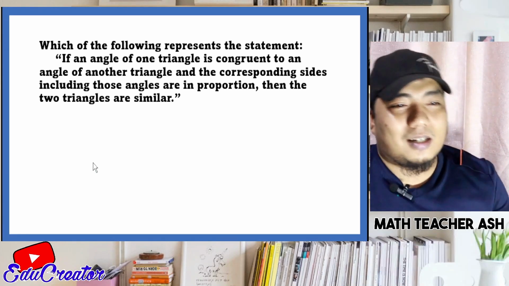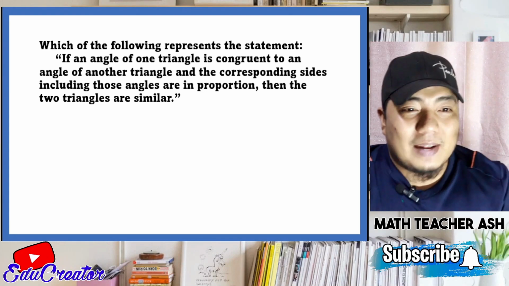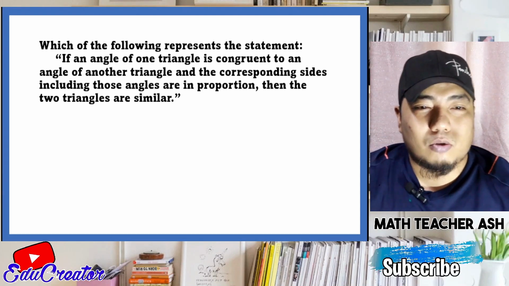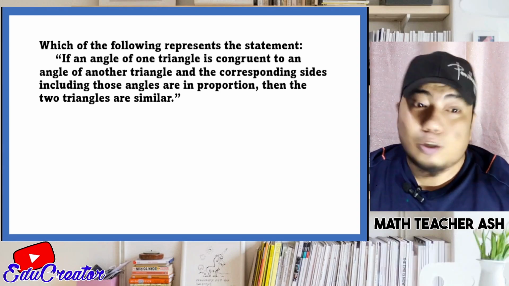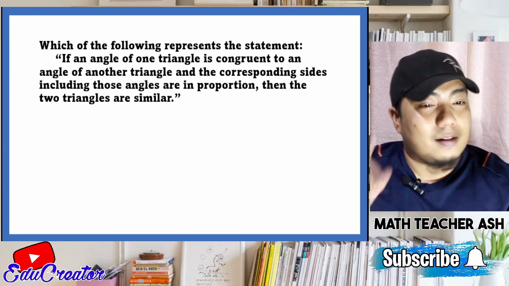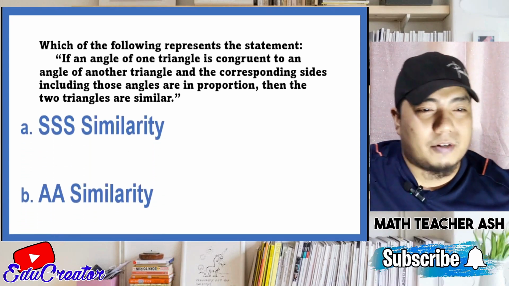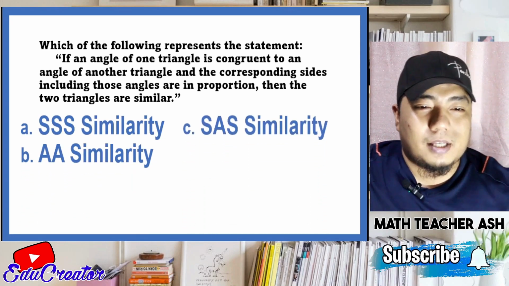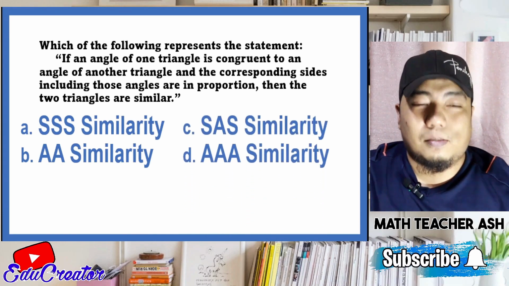Now let's go to the next question. Which of the following represents the statement? If an angle of one triangle is congruent to an angle of another triangle, and the corresponding sides including those angles are in proportion, then the two triangles are similar. Is it A, SSS similarity, B, AA similarity, C, SAS similarity, or letter D, AAA similarity?